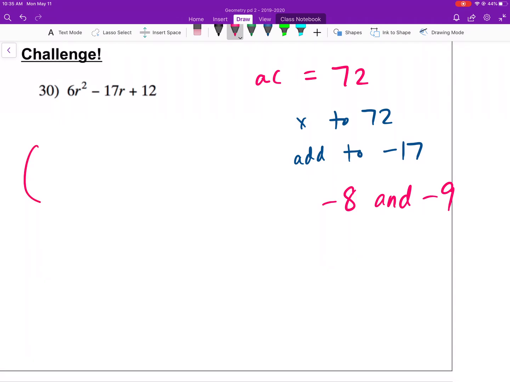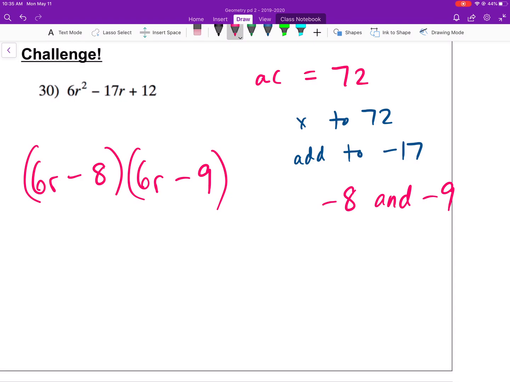So you write your parentheses for your two binomials. We have a negative 8 and a negative 9. And we're going to put a 6r in front. So nothing really overly complicated yet. Maybe finding the factors of negative 8 and negative 9. Maybe not. The tricky part about this one is both of them divide out in terms of having a GCF.